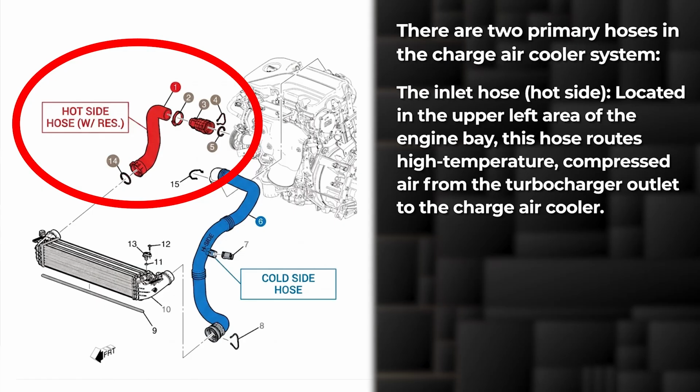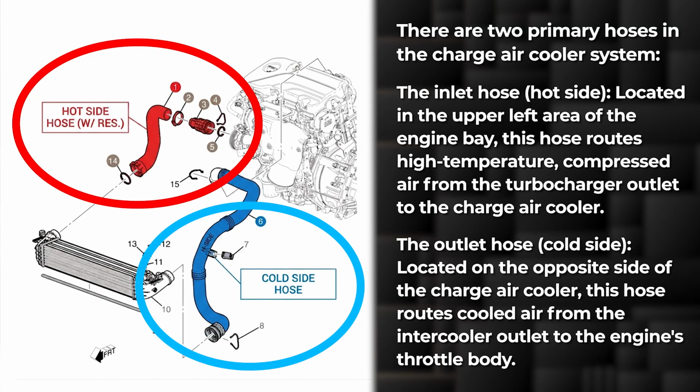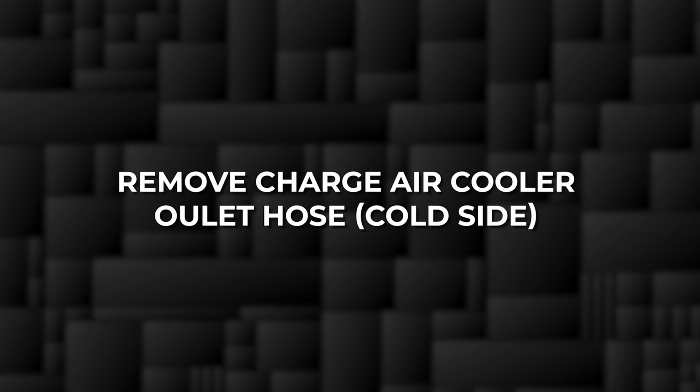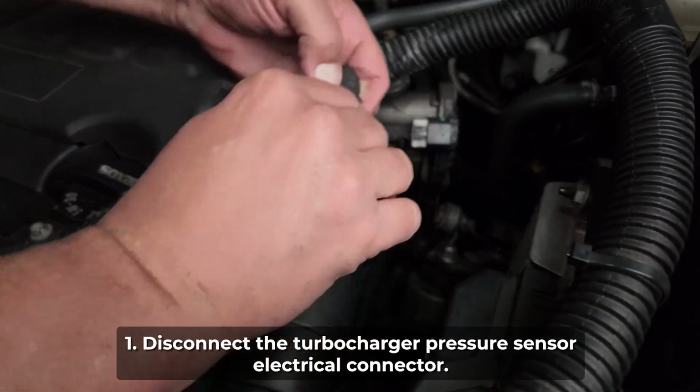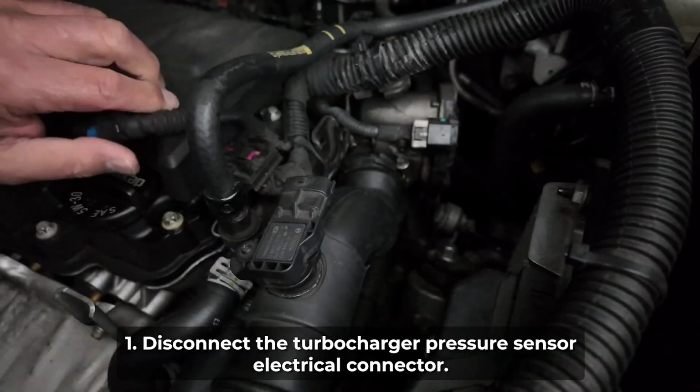This hose routes high temperature, compressed air from the turbocharger outlet to the charge air cooler. The outlet hose, which is the cold side, is located on the opposite side of the charge air cooler. This hose routes cooled air from the intercooler outlet to the engine's throttle body. First, remove the charge air cooler outlet hose. Disconnect the turbocharger pressure sensor electrical connector.